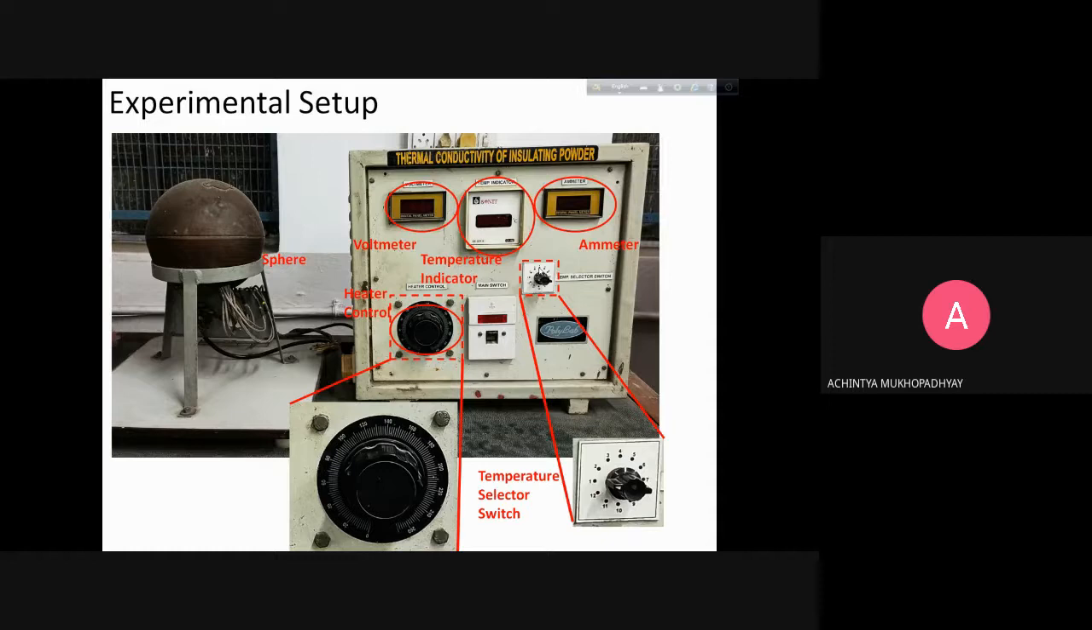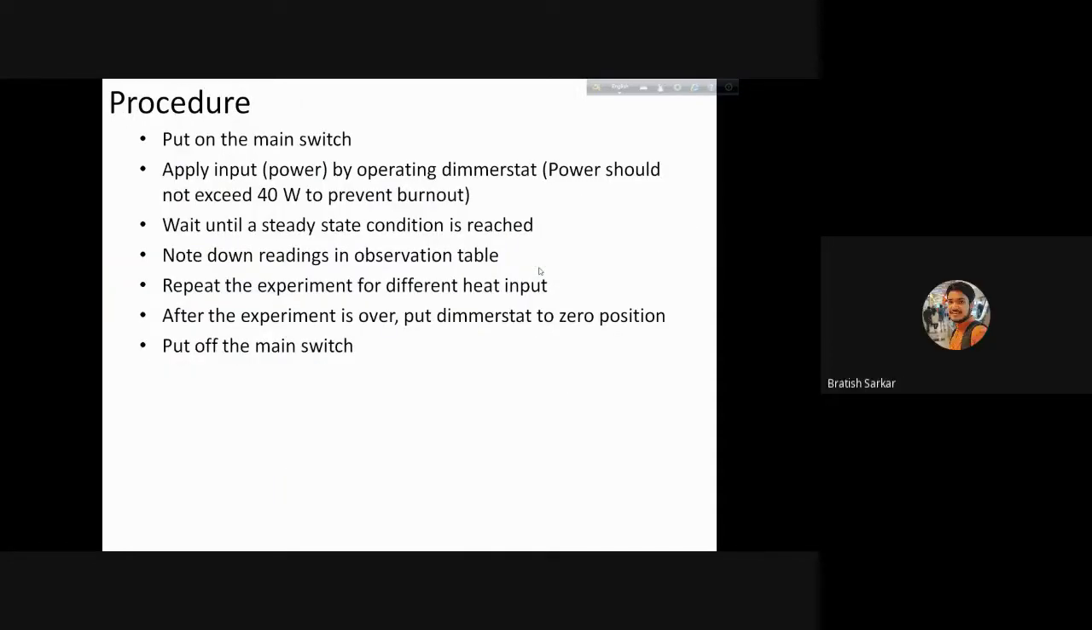So we know what is entering the system. Once steady state is reached, we know how much heat is leaving the system, or how much heat is being transferred across the asbestos powder layer. Okay. Yes, understood. So you repeat the experiments for different heat inputs, and then after the experiment is over, first you put the dimmerstat to 0 position, and then you put off the main switch.